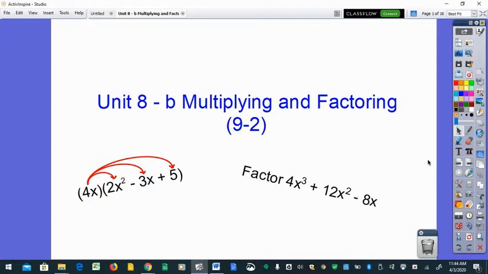This first part of Unit 8 is going to feel very skill-based, so a lot of just computation. Just bear with me. When we get to the second part, we'll start explaining where we're going to use this stuff.